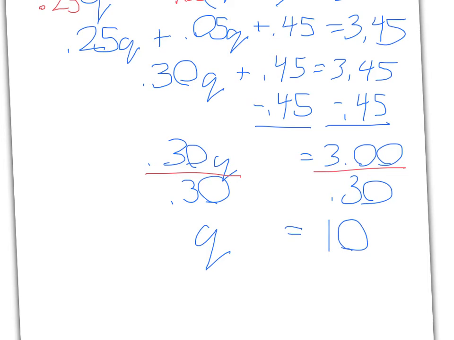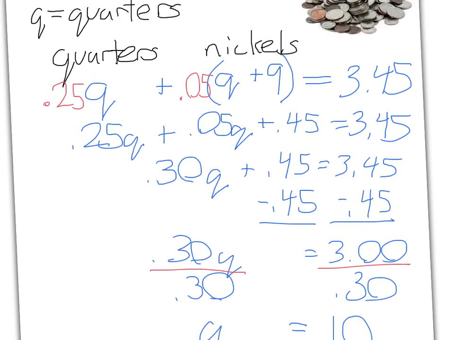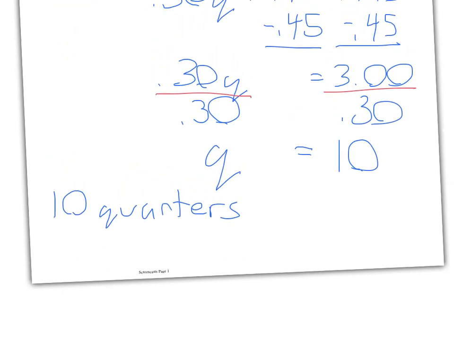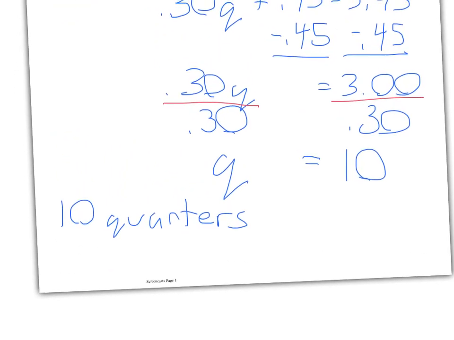All right, so we know we have 10 quarters. But how many nickels do we have? So if we have 10 quarters, well, then how many nickels do we have? Oh, we have to do so much more math to figure that out. Absolutely not. Look back at the original equation. Let's just do some simple math. There are 9 more nickels than quarters. We established that right from the start. And knowing we have 10 quarters, well, 9 more nickels than that, of course, would be 19. So we have 19 nickels.